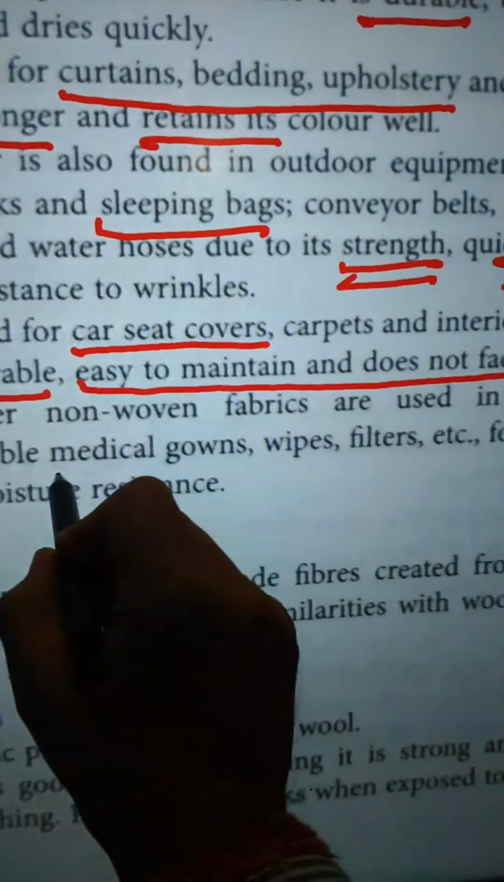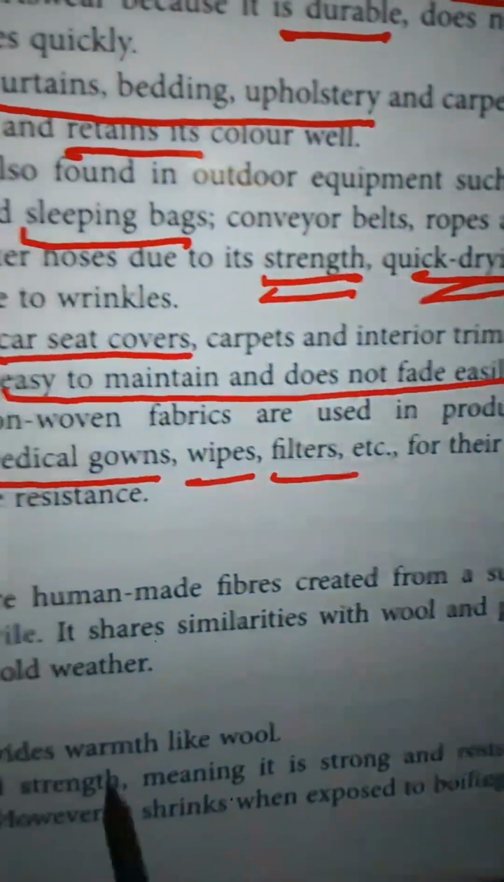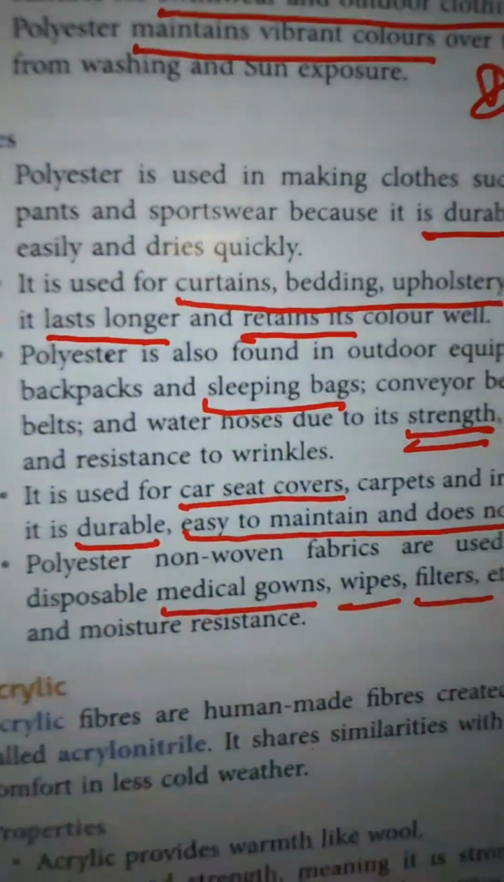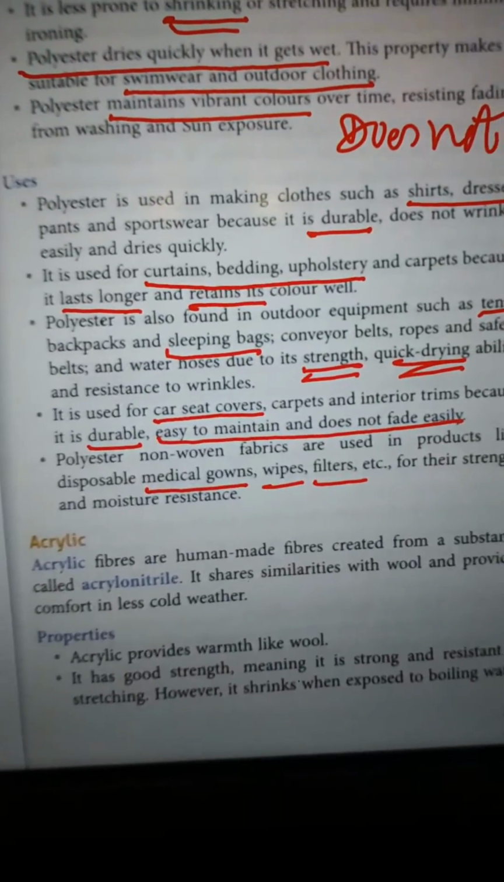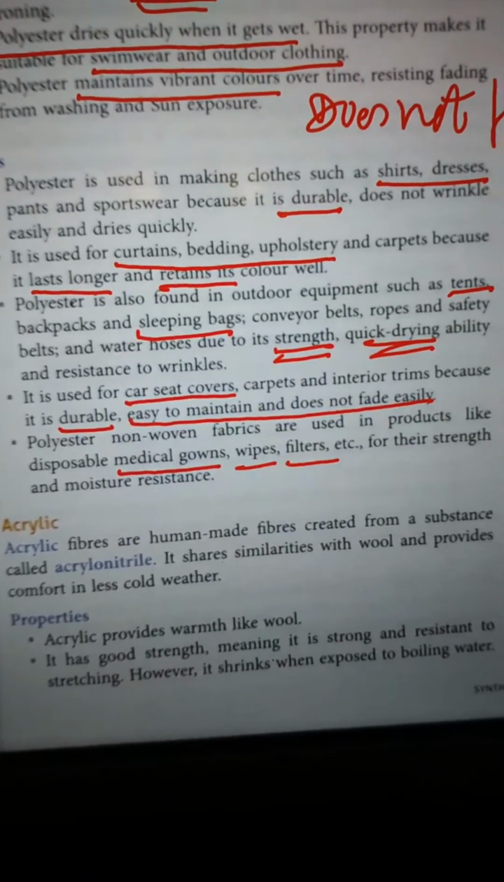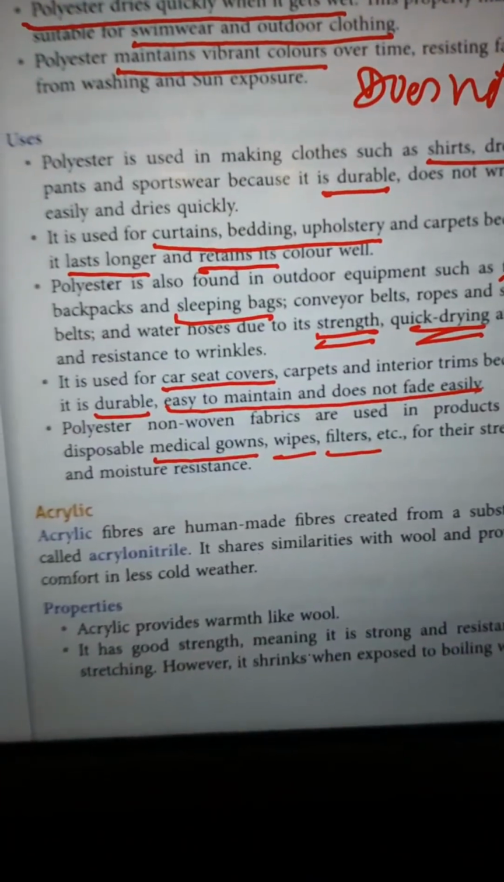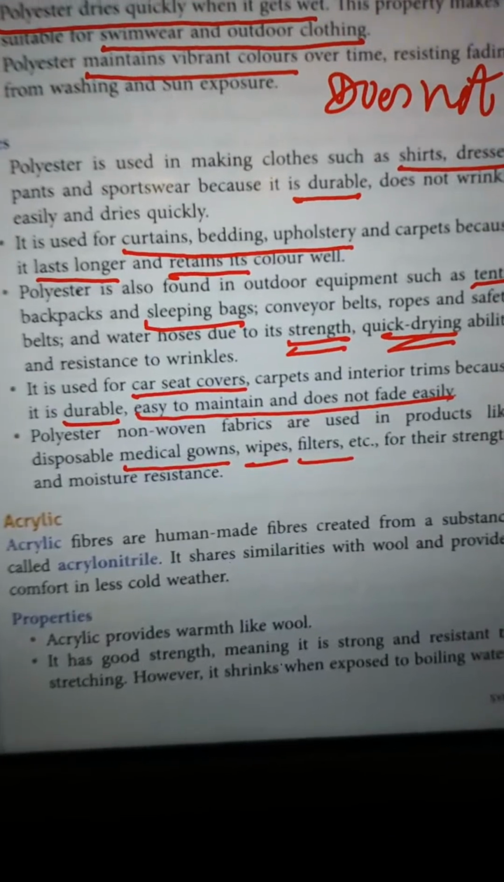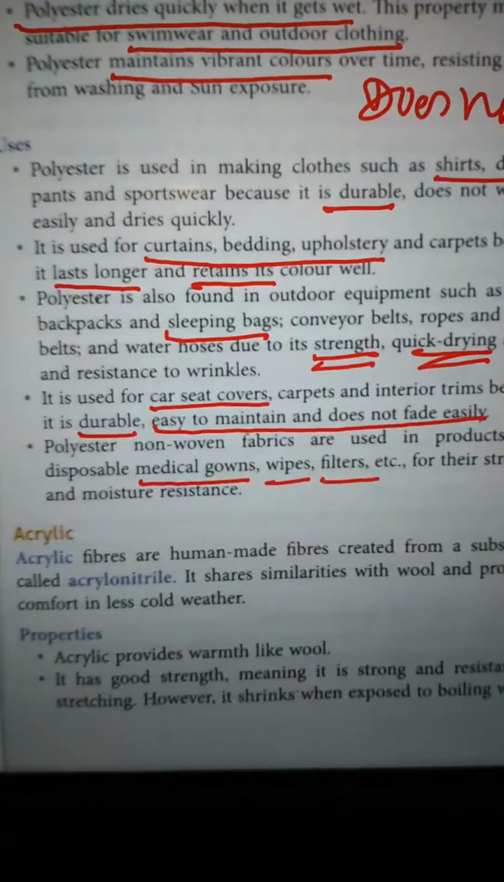They are used for making medical gowns, wipes, filters, etc. So there are not only these, there are many other uses. Polyester is also used in making carpets. It is used for making curtain clothes. Nowadays polyester is mixed with clothes, so it makes them strong. That is one of the reasons.